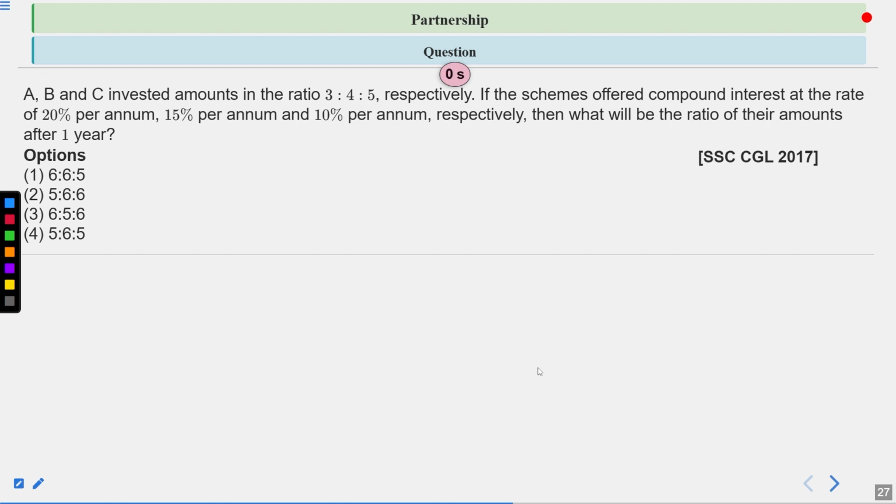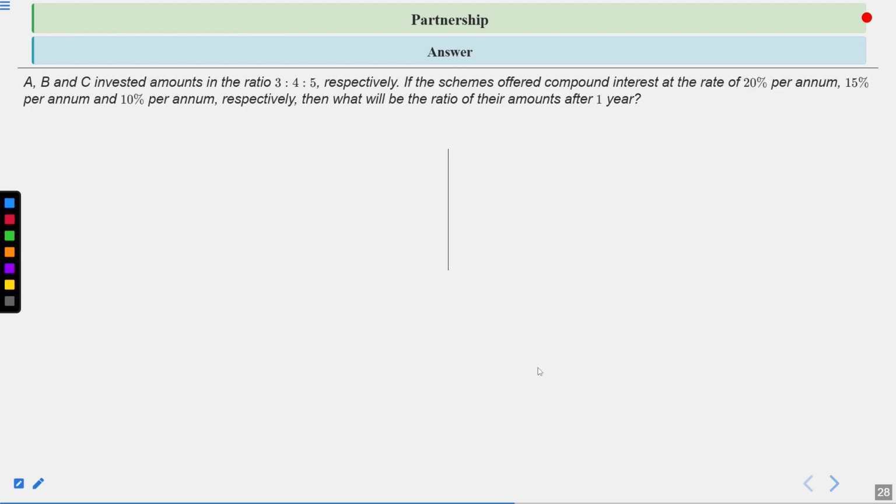Now time's up. Let's see the solution of this question. The investment ratio of A, B and C is given as 3:4:5, and it is also given that the schemes offered compound interest at 20%, 15% and 10% respectively per annum for 1 year, so we need to calculate what will be the ratio of their amounts after 1 year. So we can simplify it. The correct answer of this question is the first one, which is 6:6:5. Now see the detailed solution.